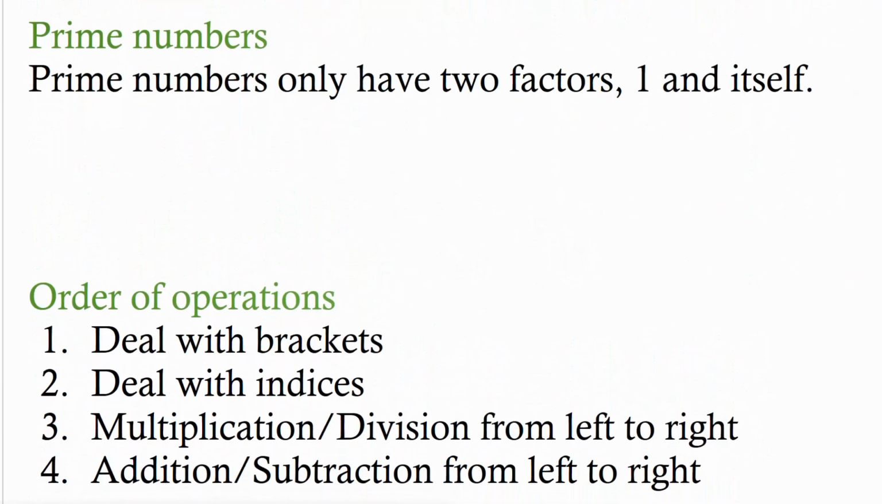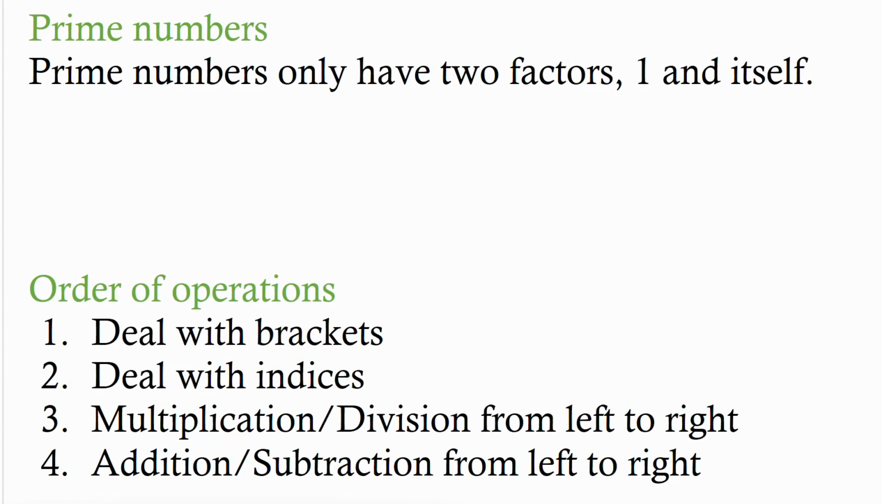Prime numbers only have two factors, 1 and itself. I'll just give you a list of some. The factors of 3 are just 1 and 3. The factors of 7 are 1 and 7. 13, 1 and 13. They're all prime numbers. They only have two factors, only one combination that can multiply together to give 3, only 1 and 3.